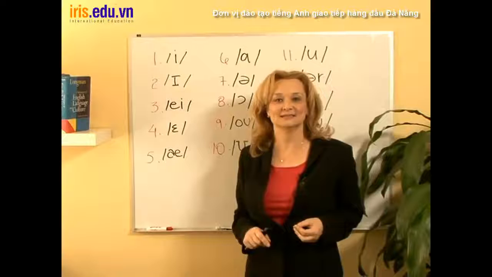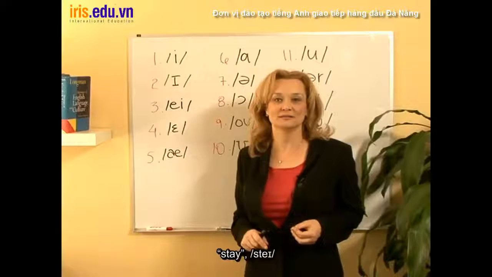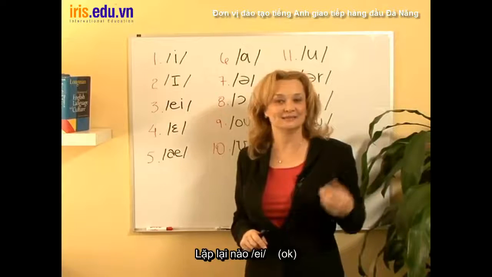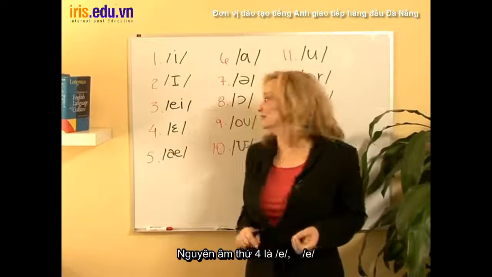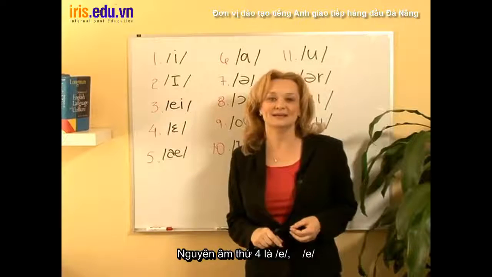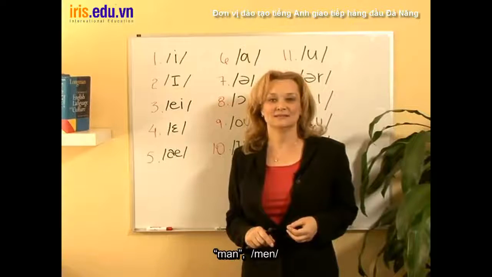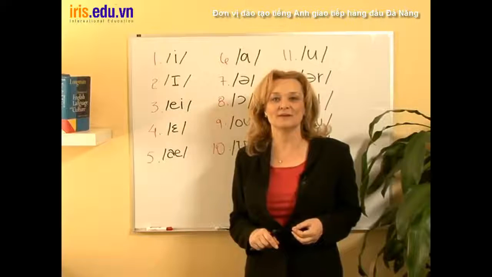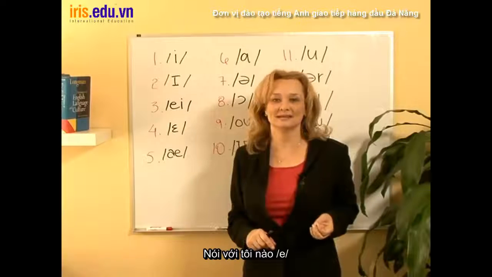Late. Gate. Baseball. Stay. Okay. Let's say it again. A. Okay, vowel number 4 is E. Bed. Men. Dress. Friend. Say it with me. E.